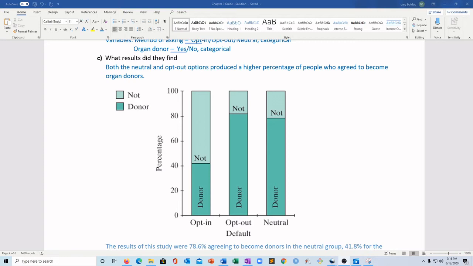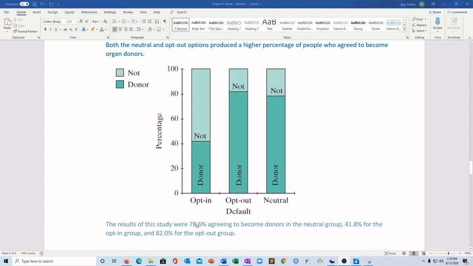Because again, we only asked a couple people out of the millions of people who go through this process or could become donors. So there's lots of things we'll learn about in this class where we have to dig into this. But just by looking at it, I would agree that, yep, it looks like the opt-out and the neutral groups were better for getting people to sign up to be donors. And specifically, it was 78.6% said yes to be donors in the neutral, that's here, 41.8% in the opt-in group, that's not great, and then 82% in the opt-out group. So definitely better for the opt-out and neutral.